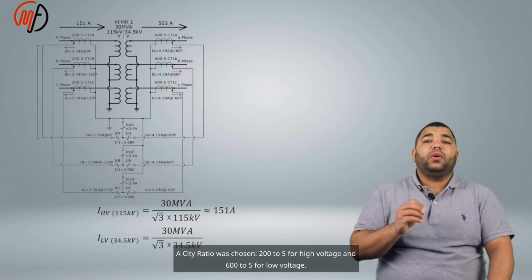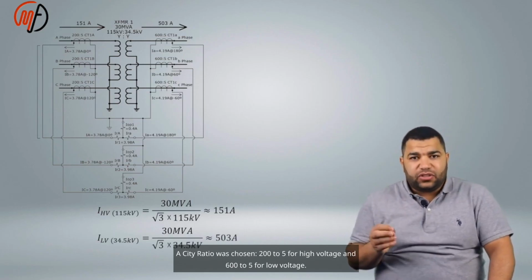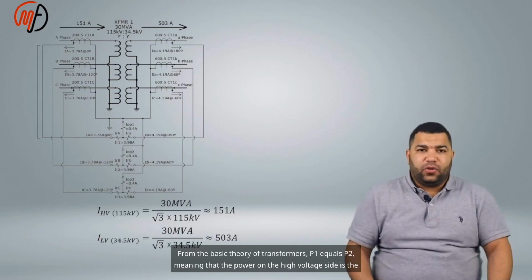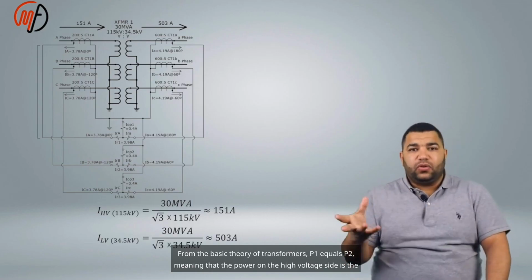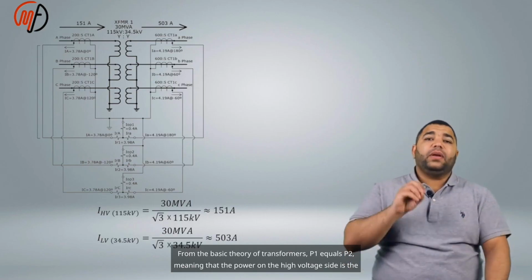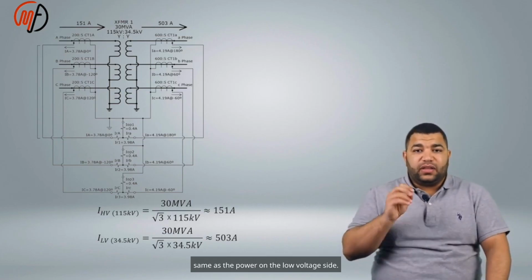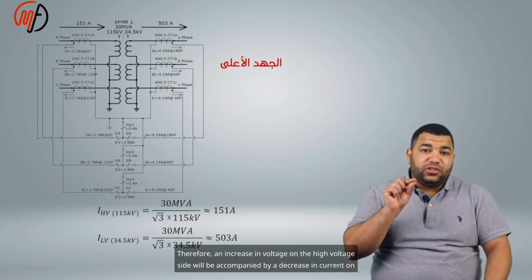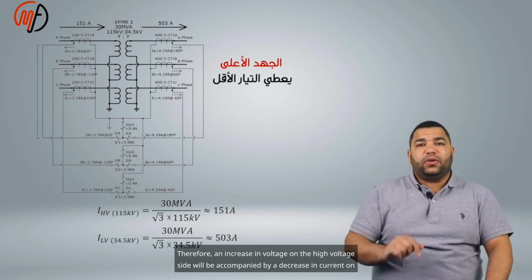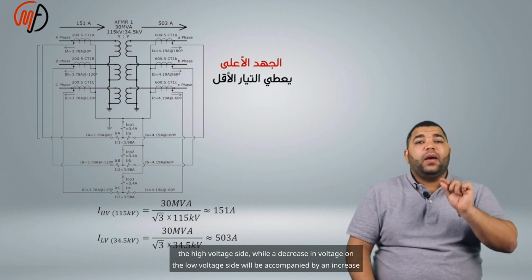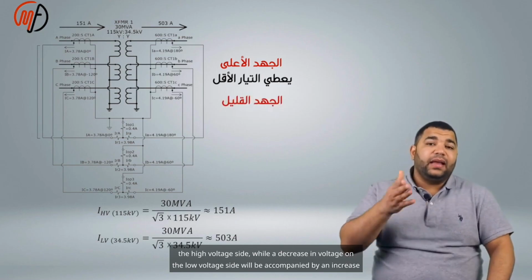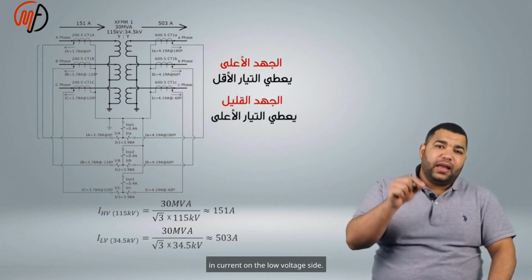CT ratios were chosen: 200 to 5 for high voltage, and 600 to 5 for low voltage. From the basic theory of transformers, P1 equals P2, meaning that the power on the high voltage side is the same as the power on the low voltage side. Therefore, an increase in voltage on the high voltage side is accompanied by a decrease in current on the high voltage side, while a decrease in voltage on the low voltage side is accompanied by an increase in current on the low voltage side.